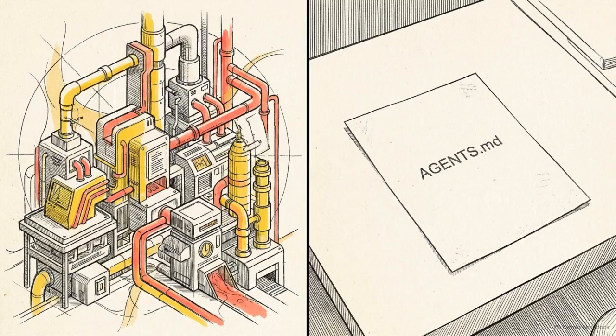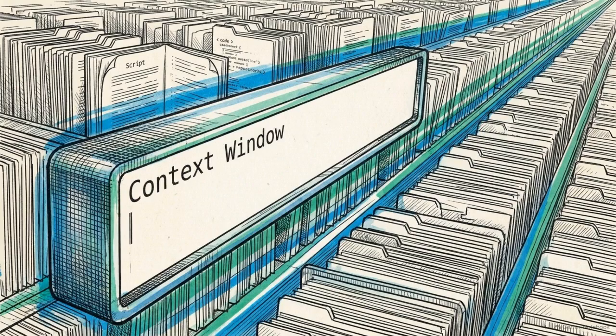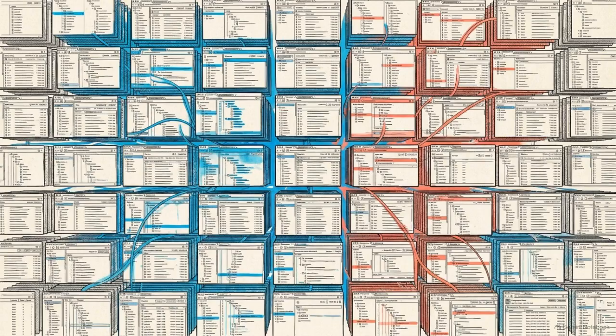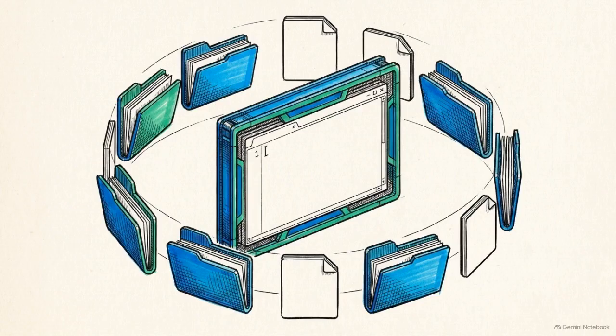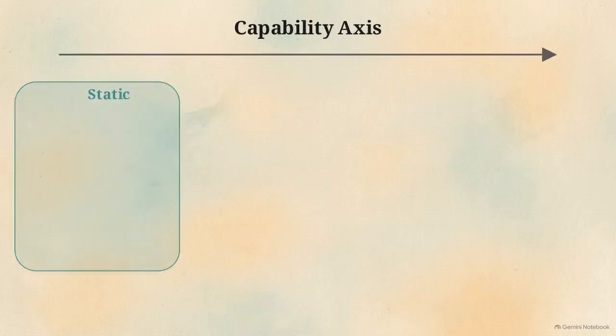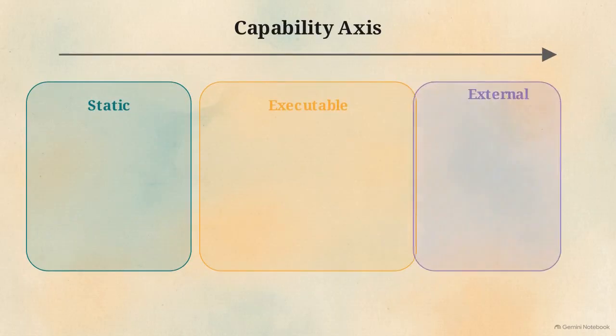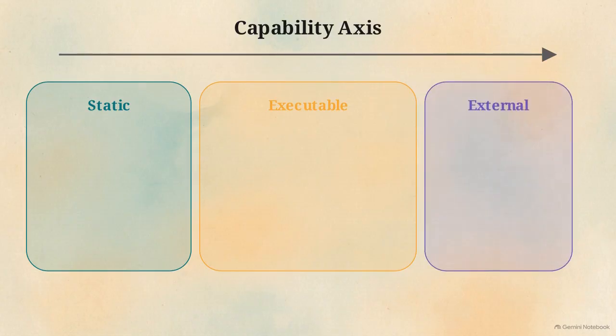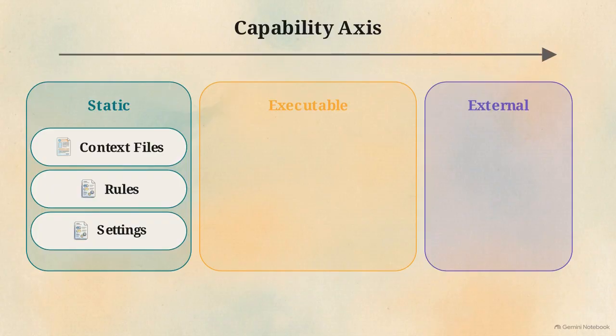to their repositories. To measure the actual capability of agentic tools today, we have to look past the context window and analyze how this entire software wrapper is built in the wild. The design space for this harness consists of 8 distinct configuration mechanisms. We can organize these mechanisms along a capability axis, moving from static instructions on the left to fully external connections on the right. On the static end, we have context files, rules, and settings.